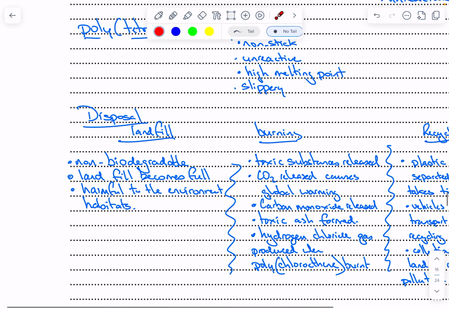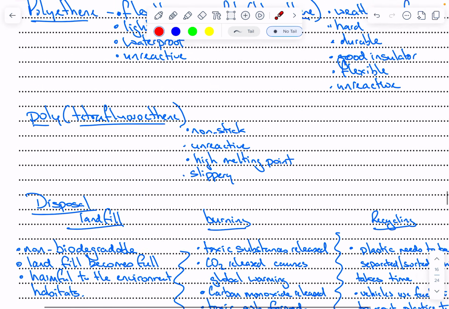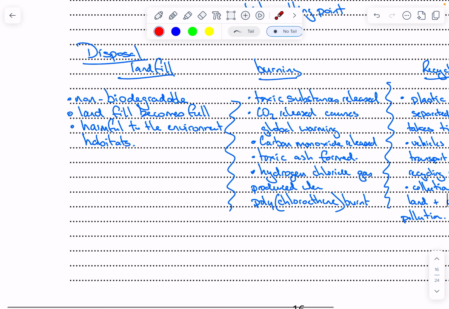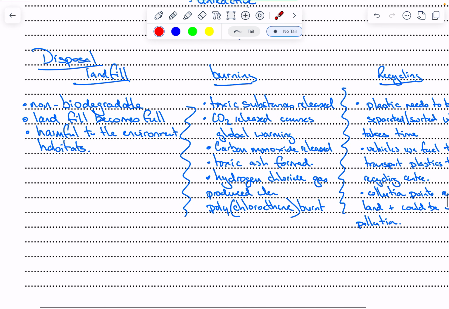In terms of the 3 methods of disposing of these polymers and the problems with that, if we put it into landfill, these plastics are non-biodegradable. That means they're going to sit there for a long time and take a long time to decompose, and therefore landfill becomes full, and that can break down to produce chemicals that are harmful to habitats.